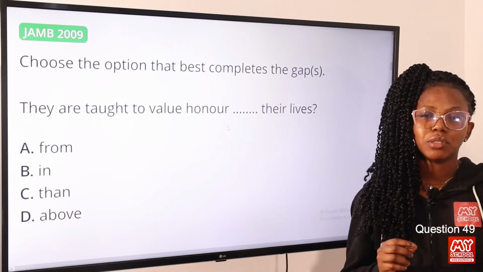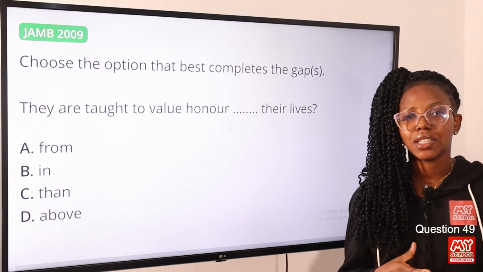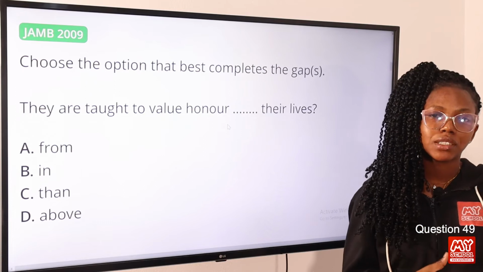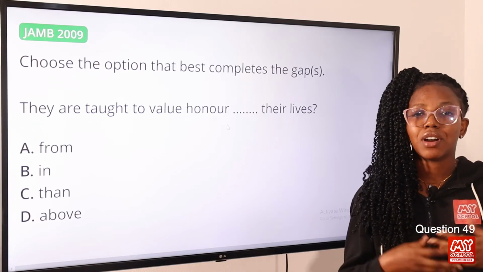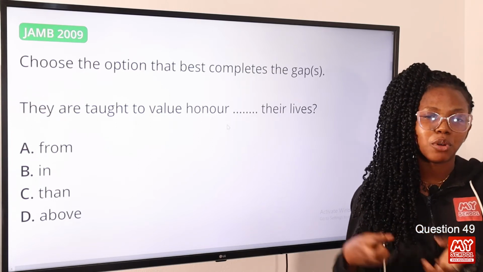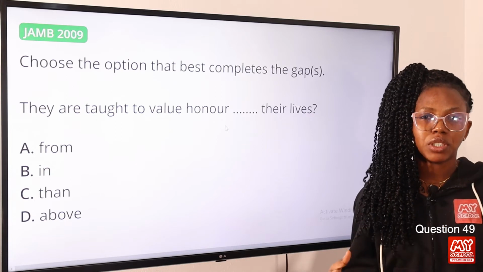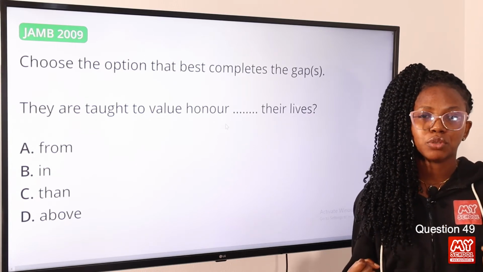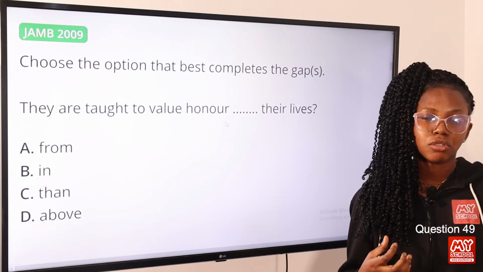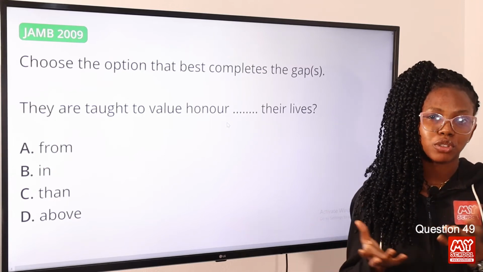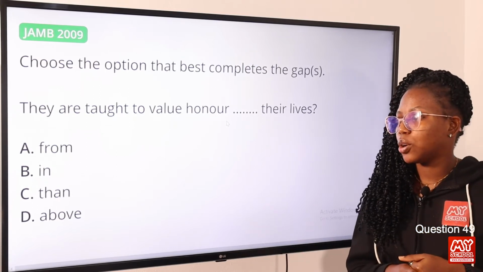Above does not necessarily mean that honor is more important than life. What it means is that it is very important, very significant to living. After all, we need to have our lives before we can even value honor itself. So what it simply means is that as human beings, honor is very important. We should place honor above all other things. We should regard honor. We should do everything that will bring honor to us, not disrespect or dishonor. So the answer to this question is option D, above.